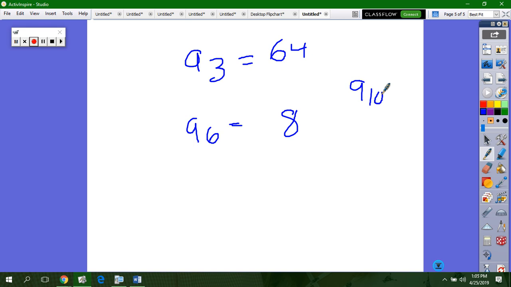Wontons. Gotcha. All right, so here's how we do this. Now, last time, there was an equation for slope. Ladies and gentlemen, there is kind of an equation for here. What we need to do is, what's the difference between a sub 3 and a sub 6? How much? 3 terms.